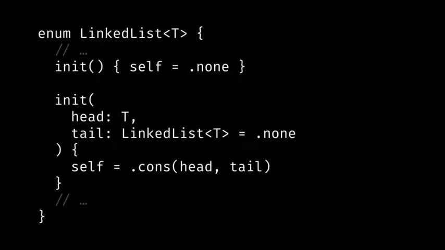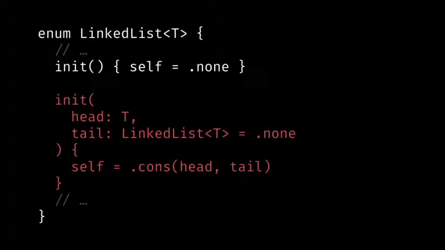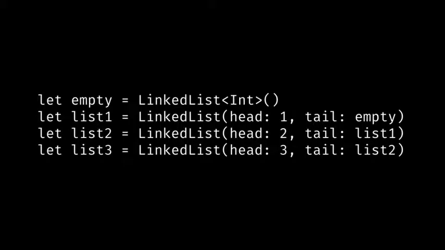And to make it a bit more idiomatic in Swift, to create this stuff, you would probably create some initializers, like one for the empty list, and one for a list of a value, and then some optional tail of the list, which is the previous state. And then your creation snippet would look like this.